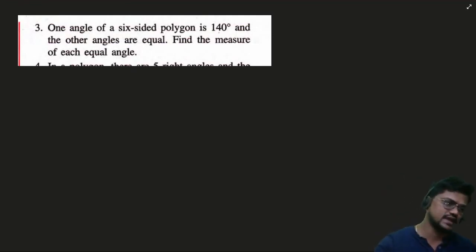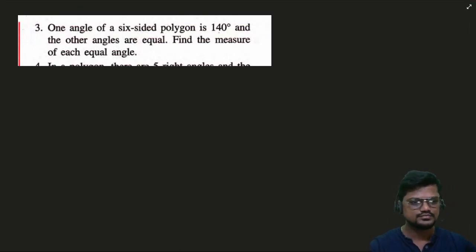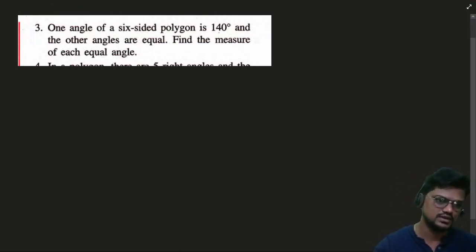You don't need to draw the diagram. The diagram which I am drawing for all the questions, it is not necessary to draw. Why am I drawing the diagram? Only for the understanding purpose, to explain, and you should understand what we are doing exactly. Now over here, one angle of a six-sided polygon is 140 degrees.